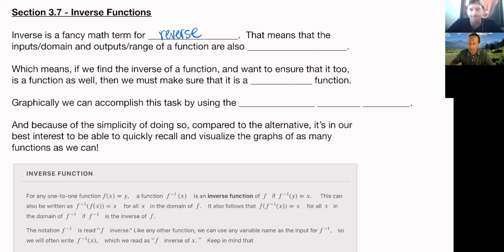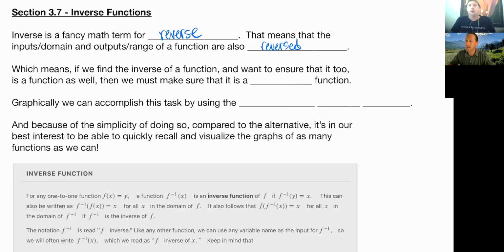All right? So that means when we're talking about inputs and outputs, that domain and range stuff, they also are reversed. So if I ask you for the domain of the inverse function, what is that equivalent to? The range. Very good. The range of the original function. Awesome. Very good.